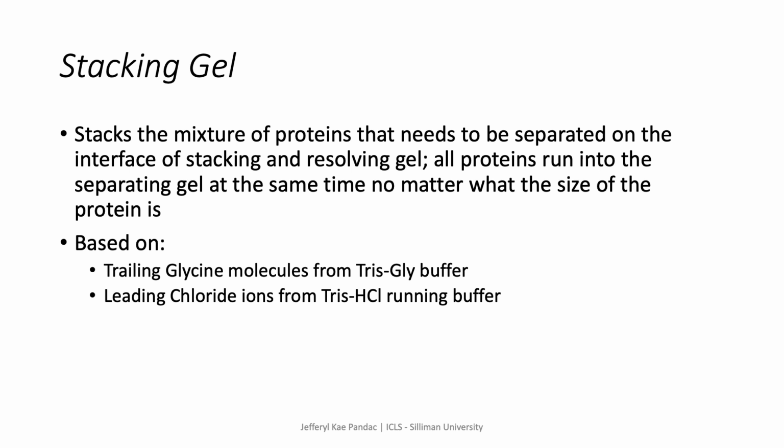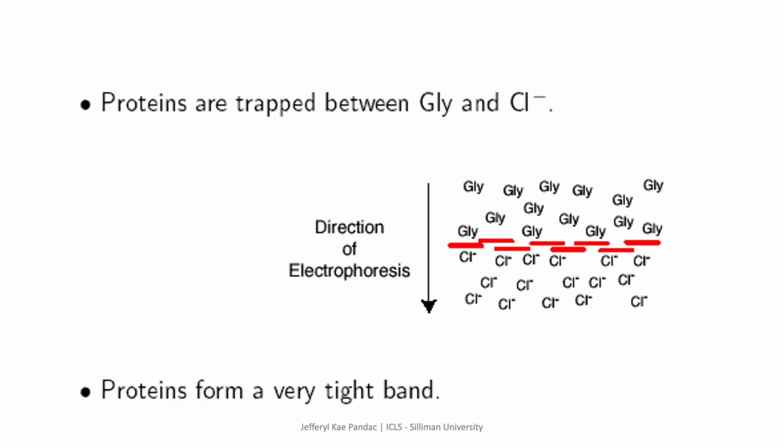The function of the stacking gel is based on glycine and chloride ions from the Tris-glycine buffer and the Tris-hydrochloric acid buffer, respectively. When voltage is applied, glycine molecules and chloride ions begin to move through the gel towards the positive electrode. Since the glycine molecules are in the form of zwitterions in the stacking gel, their electrophoretic mobility is very low. The chloride ions move faster than the glycine molecules.